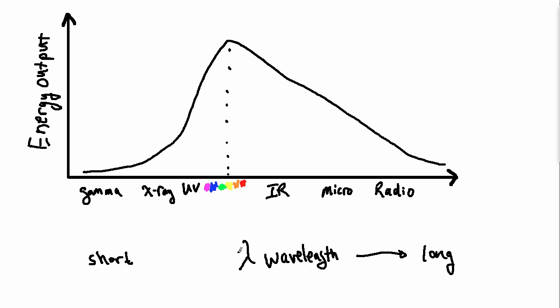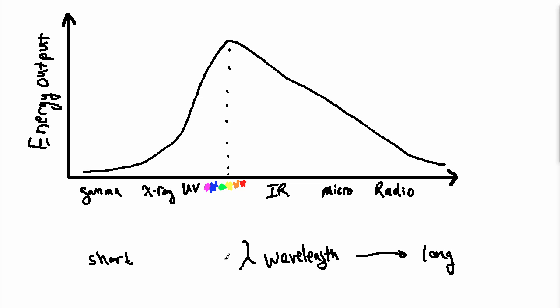The object represented by this light curve on our energy output versus wavelength graph gives off very little gamma radiation, a little bit more X-ray radiation, and we can tell because the curve's getting taller at X-ray than it was at gamma, and then it's giving off quite a bit more UV, but its greatest energy output occurs over the visible wavelengths, with its greatest or peak energy output happening at the wavelength of yellow light.